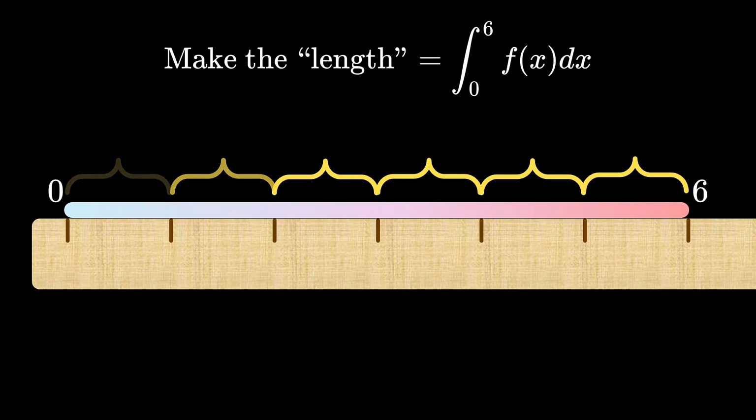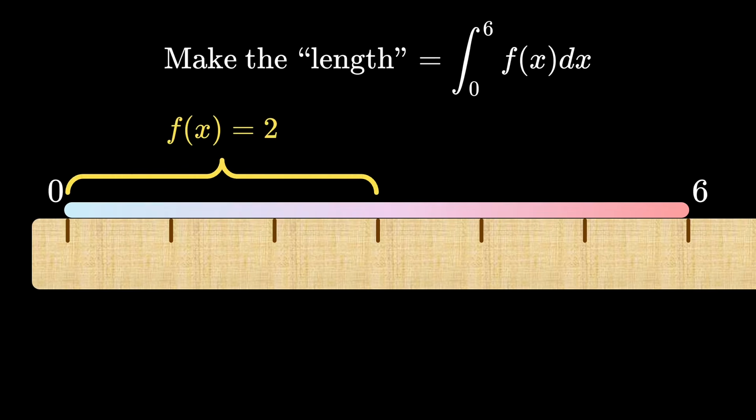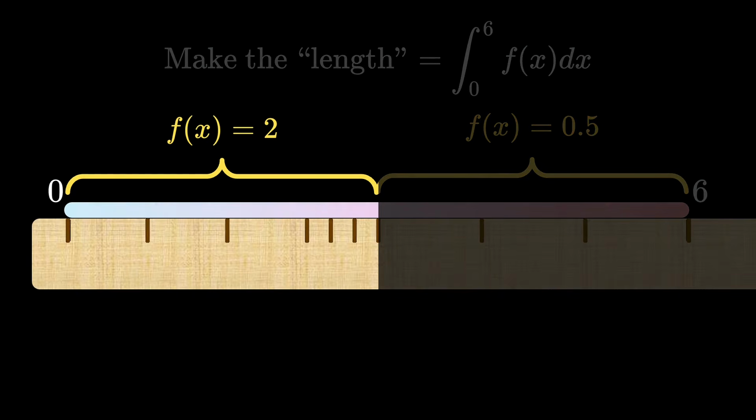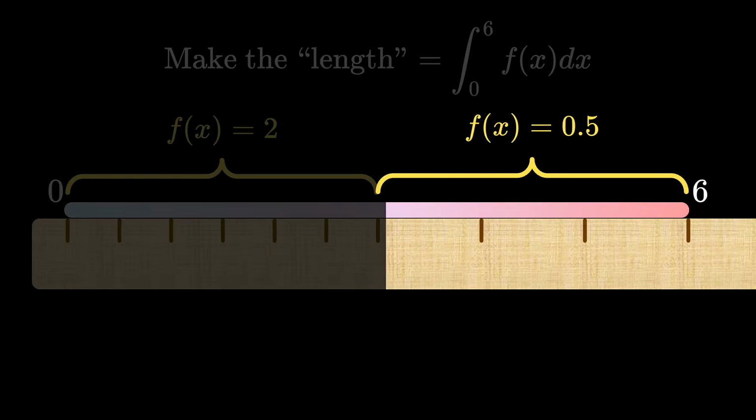Now, say f of x equals 2 in the first half of the object and 0.5 in the second half. To make the length equal to the integral, we double the density of the tick marks in the first half, so this part now spans 6 of them instead of just 3, twice the amount as before. Similarly, on the other half where f of x equals 0.5, we halve the density so that this part spans 1.5 tick marks instead of the original 3, half the amount as before.